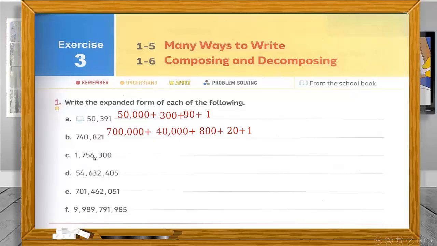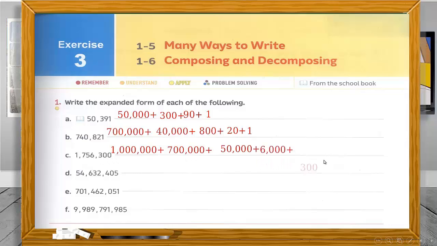1,756,300. To write expanded form, we said read the number from the left side. 1 million. Write 1 million, means you should put 1 and 6 zeros. 3 periods. In the next period, in the 100,000 place we have 7. Write 700,000. In the 10,000 place we have 5. So you should write 50,000. In the 1,000 place we have 6,000, and write 300.